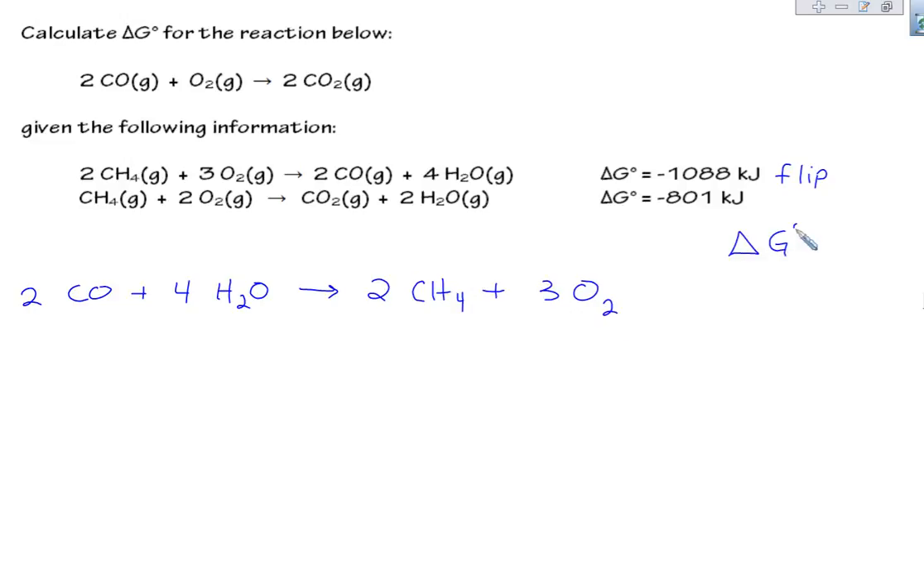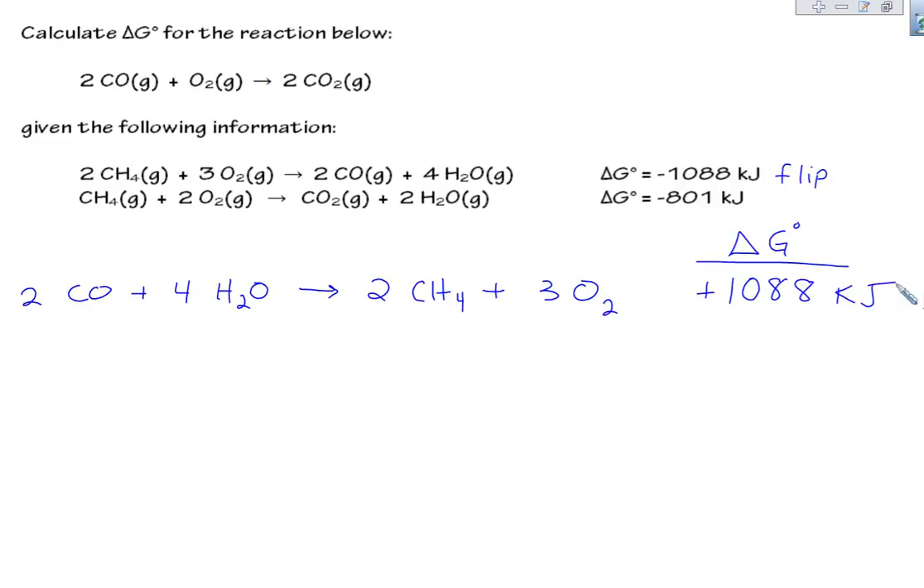And again, this little degree symbol just means that everything is in their standard states. So the oxygen is a gas, the methane is a gas, the carbon monoxide is a gas, and we're measuring this delta G with water in the vapor phase. That's all the little degree symbol means. So if I flip it, this becomes positive. Oh boy. And these would be in units of kilojoules. A positive delta G, that's not looking spontaneous.